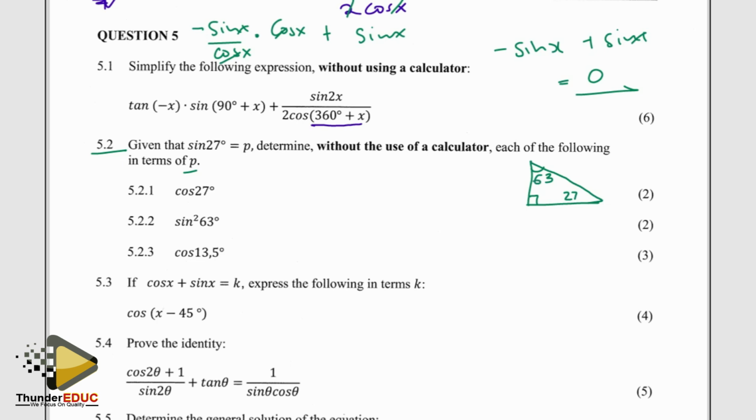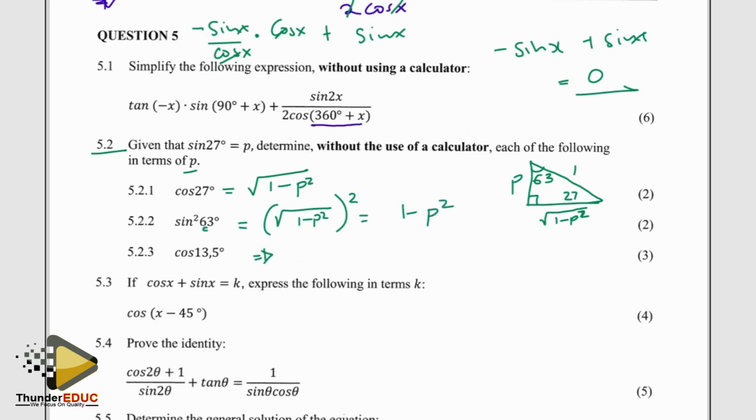Okay, so they say the sine of 27, which is the opposite over the hypotenuse. Then I need to find this adjacent of mine, which must be the square root of 1 minus p squared. All right, then let's answer this. Cos 27 is adjacent, which is going to be just the square root of 1 minus p squared. And then sine squared of 63. So I've flipped it around. I'm avoiding using the 90. So the sine of 63 is going to be the opposite over that. So it's going to be 1 minus p squared, and then everything is squared, which becomes 1 minus p squared.